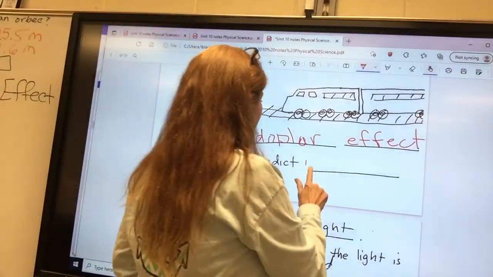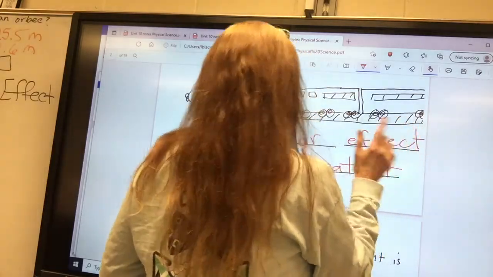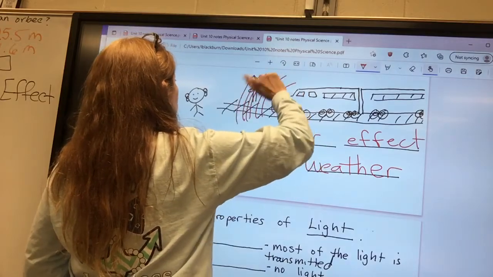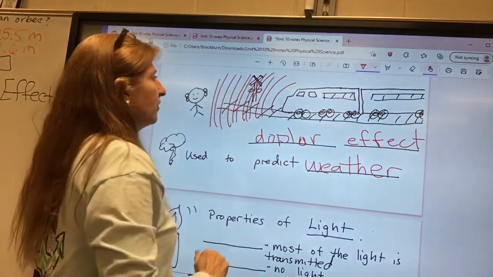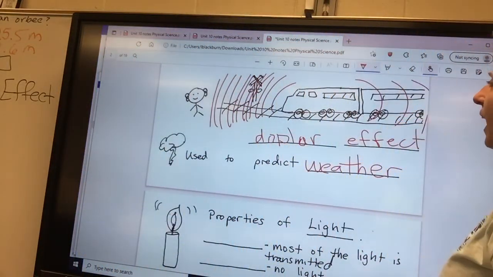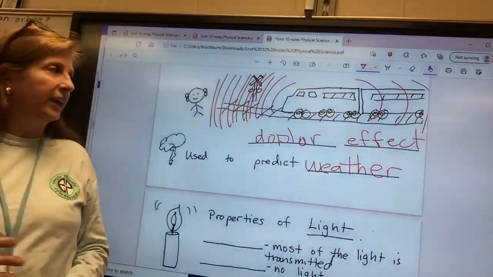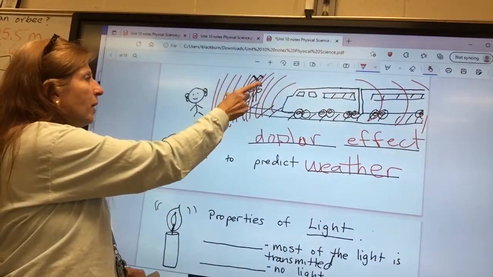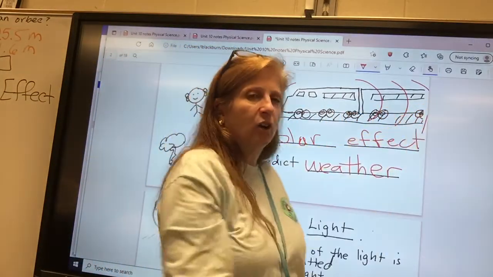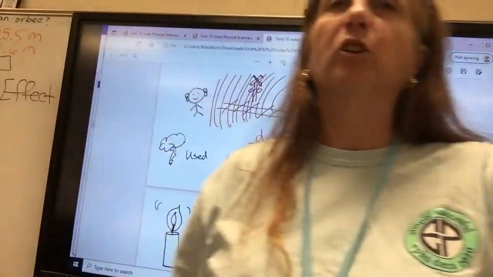It's used to predict weather. Okay, so draw these little sound waves here, and they're real close in front of the train. But behind the train, they get real spread out. Because the train's moving, it shoves the sound waves close together in front and makes them high-pitched. It spreads them out back here and makes them low-pitched. Does that make sense a little bit?